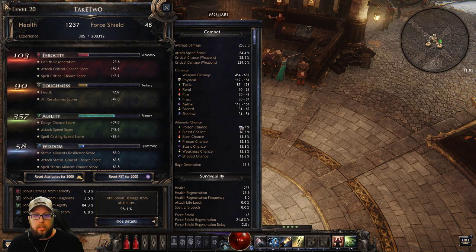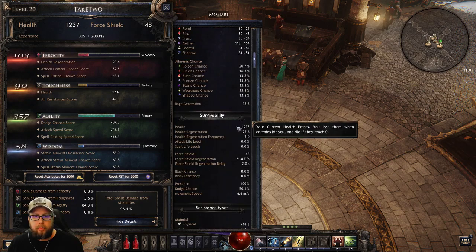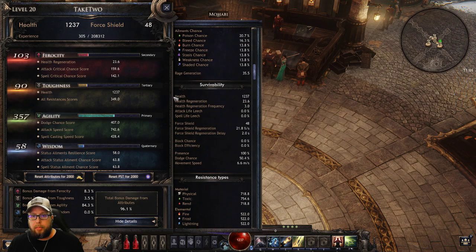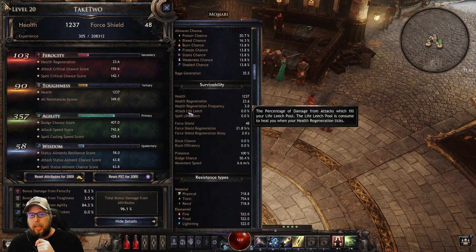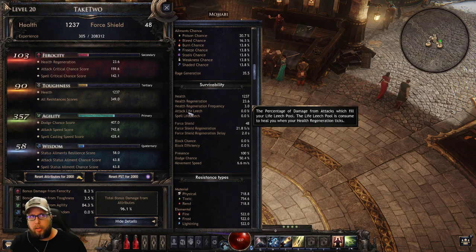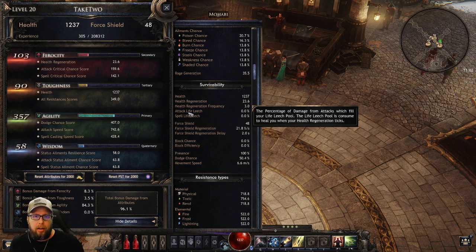Okay. So we go back to here. And then we have our survivability. All this is pretty well known by now. But there's a couple things that I want to highlight here. Life leech. There's been a lot of problems with people saying, well, life leech doesn't work. I hit a mob and I don't get my life leech back. There's a reason why. Read it.